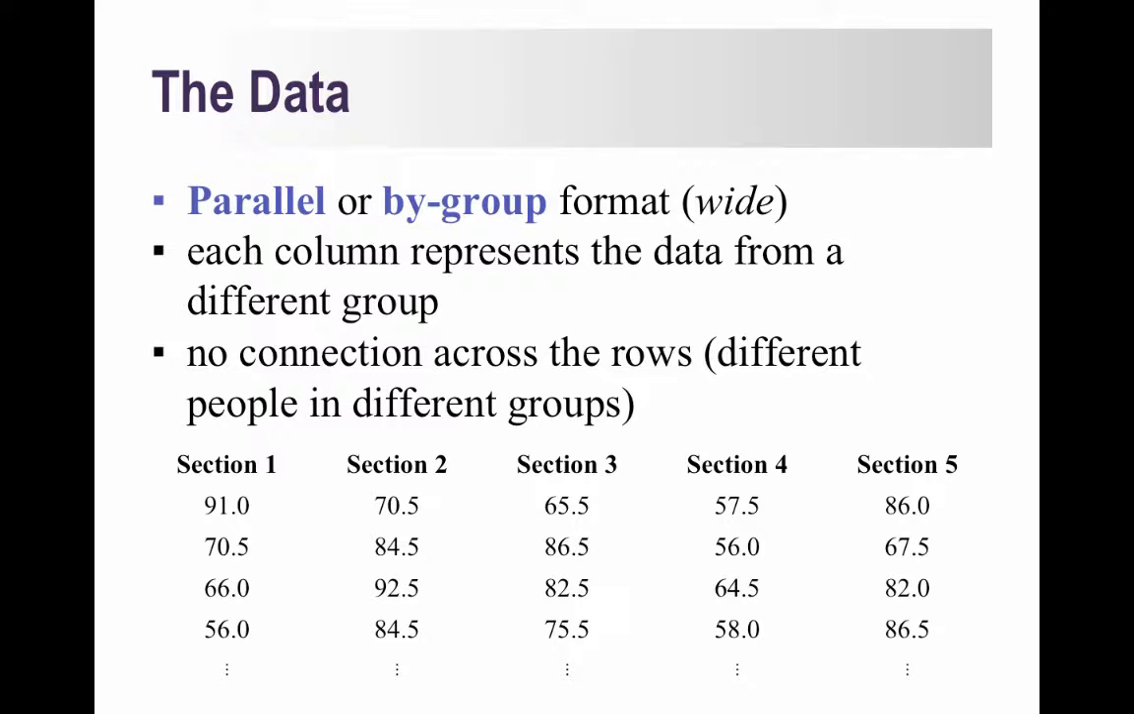The professor takes the data and she puts it into 5 columns. This is referred to as parallel or by-group format. Some people call it the wide format. I prefer not to do that, but I understand the rationale. So each column represents data from a different group or a different section. And what's important to recognize is there's actually no connection across the rows. For example, in the first row, that row indicates 5 different individuals for each of the different sections.